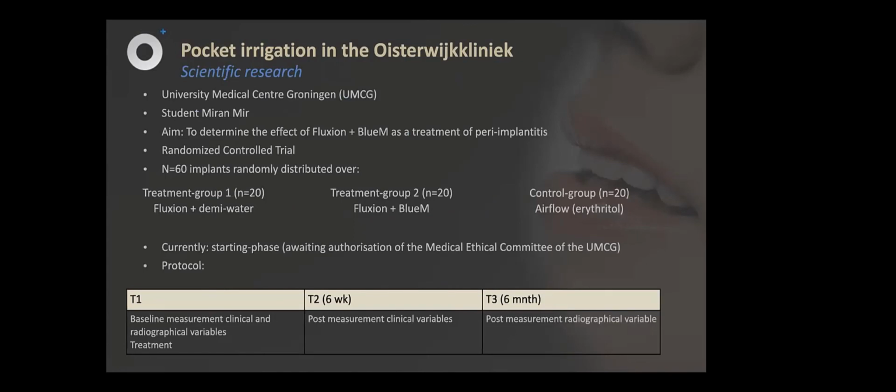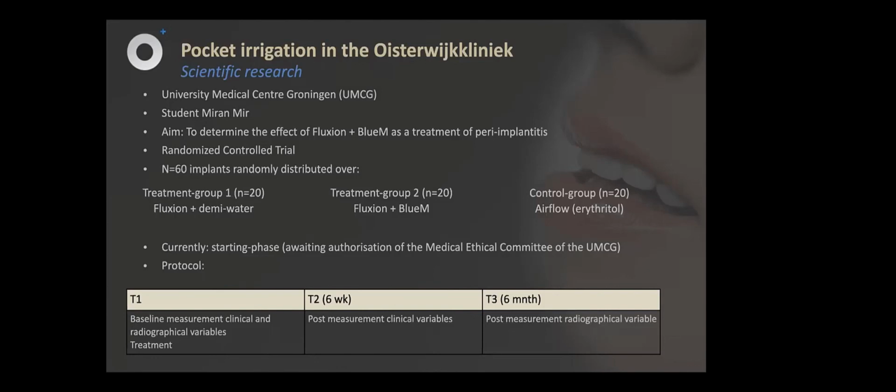First of all, the scientific research. We set up a research, and we did this with the Groningen University of Dentistry. The student is a very talented student, Miran Meer, who is only very young. He set up the research together with this university, and the aim was to determine the effect of the fluxion with Blu-M as a treatment of peri-implantitis.